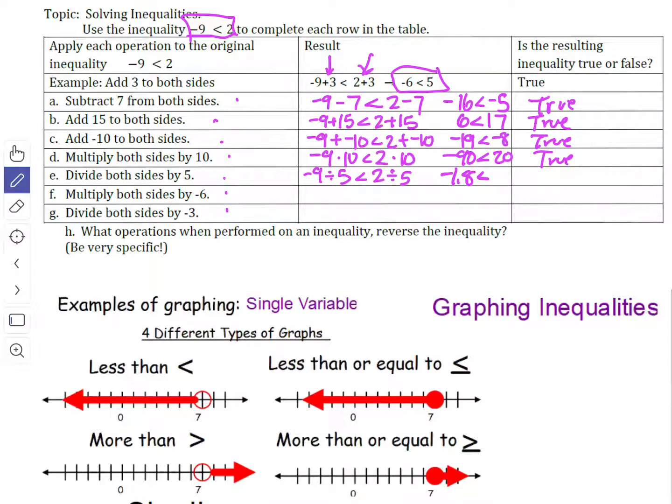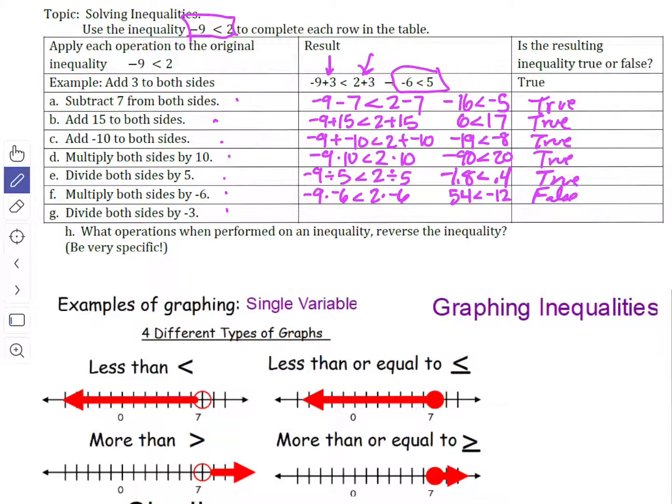And then 2 divided by 5 is 0.4. Negative 1.8 is less than 0.4, so that's still true. Okay, now multiply both sides by negative 6. So negative 9 times negative 6 is positive 54. 2 times negative 6 is a negative 12. Is 54 less than negative 12? That is not true. It's false.